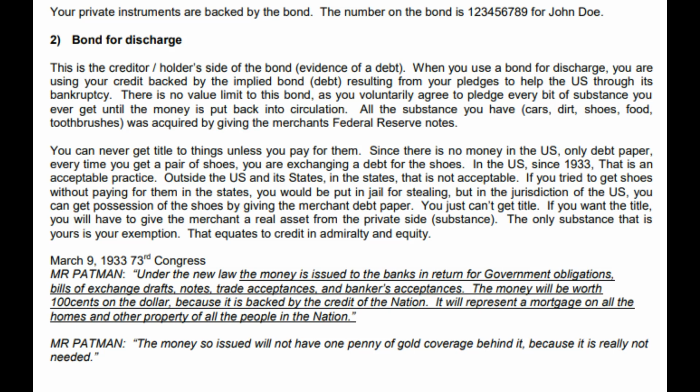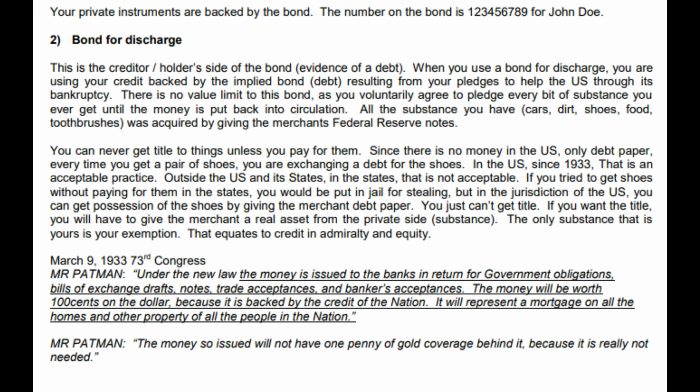All the substance you have, cars, dirt, shoes, food, toothbrushes, was acquired by giving the merchants Federal Reserve notes, which are promises to pay, right? The promissory notes that you can create just as well based on the value of whatever your bond is, right? So you can never get title to the things unless you pay for them. Since there is no money in the U.S., only debt paper. Every time you get a pair of shoes, you're exchanging a debt for the shoe.